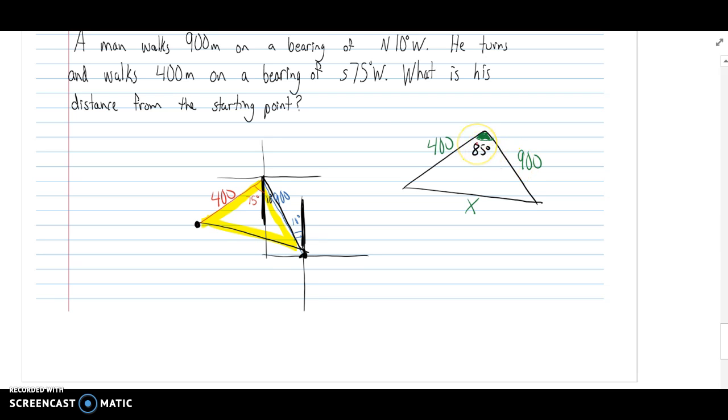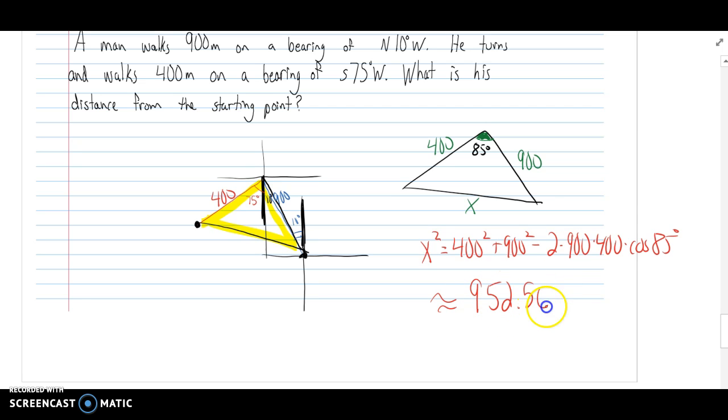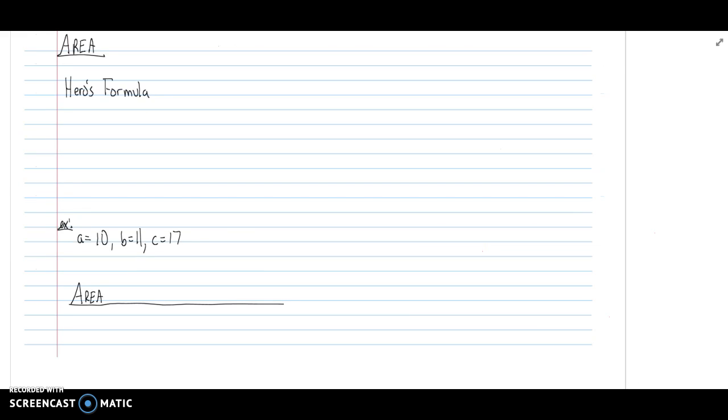Because it's a side angle side, we can use the law of cosines. Specifically, x squared is equal to 400 squared plus 900 squared minus 2 times 900 times 400 times the cosine of 85. Use your calculator, take the square root of that, and we get a distance of about 952.50 meters.